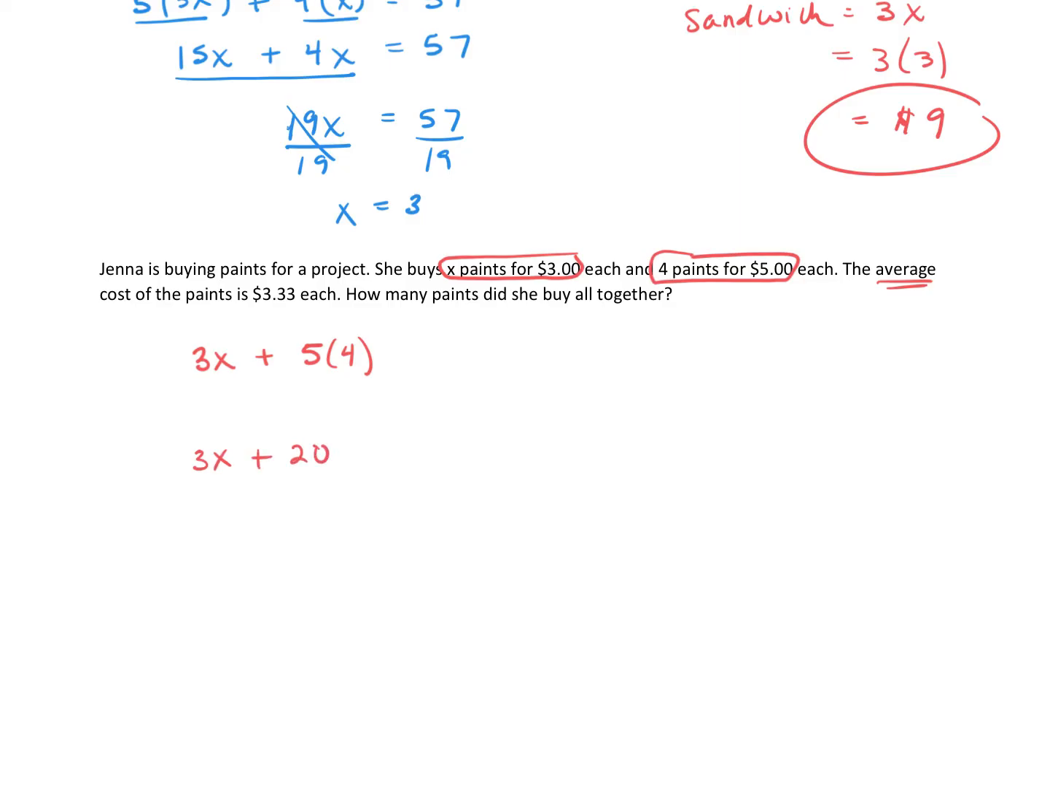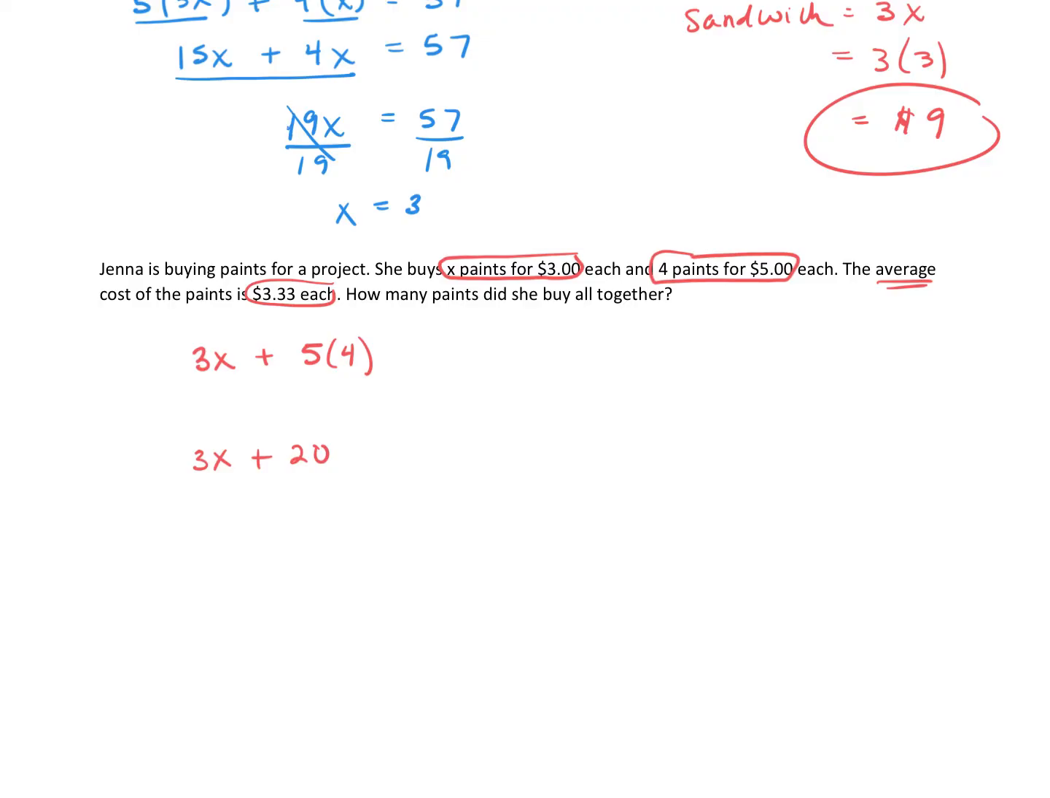Now, what we're told is that the average cost of the paints is $3.33. So I can't just say that 3x plus 20 equals $3.33, because that's not a total. That's an average. If you've worked with averages before, the way that we find an average is we add up all the numbers and we divide by how many there are. So in this case, we would divide by the number of paints.